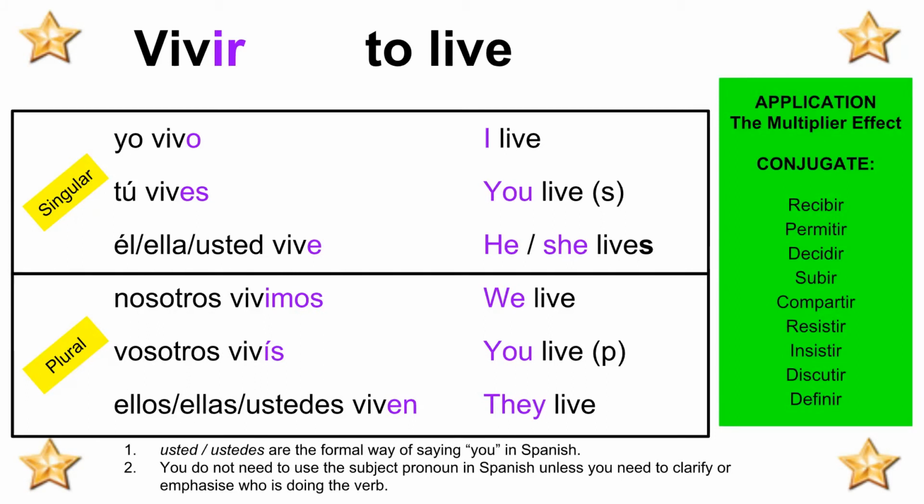Now see if you can apply this knowledge of chopping off the ending of the infinitive and then adding the different endings to talk about different people with these 9 other verbs. This is called the multiplier effect because anything you do to vivir, you would do to these 9 other verbs as well. So pause the video and see if you can conjugate these verbs starting with the infinitive and then all 6 forms underneath in Spanish and English. Pause the video now if you want to do that.